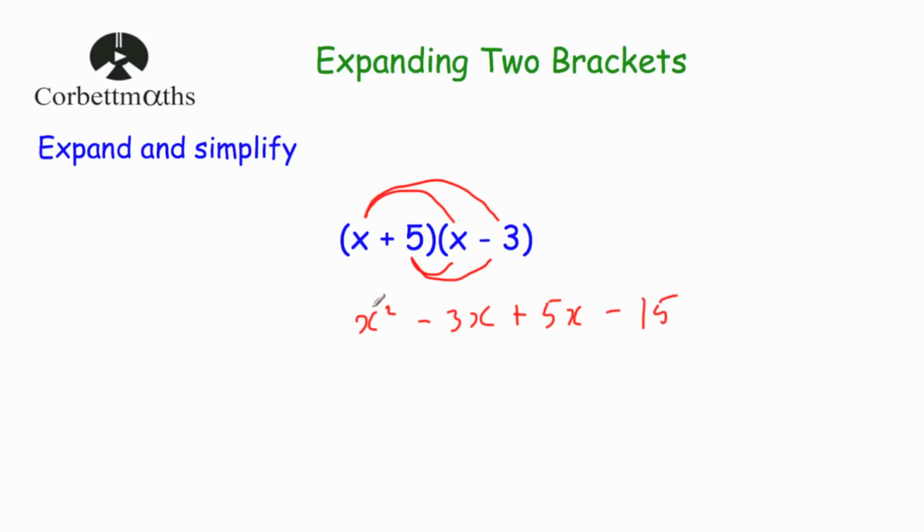Now we've expanded the brackets, let's see if we can simplify by collecting any like terms. Well, if we have a look here, we've got minus 3x's plus 5x's. Well, if we had minus 3x's and we add 5x's, that means we're going to go back up, and that will bring us to 2x's.